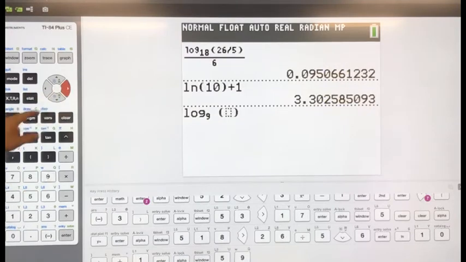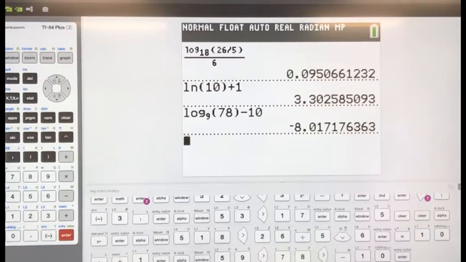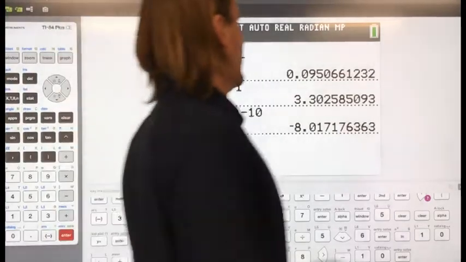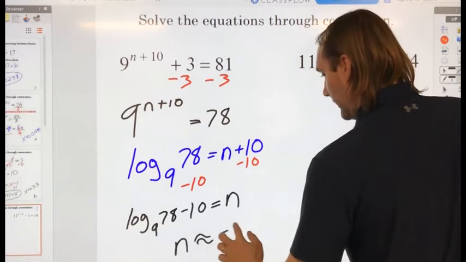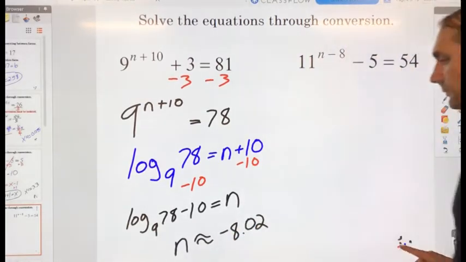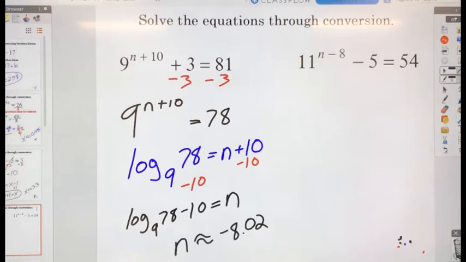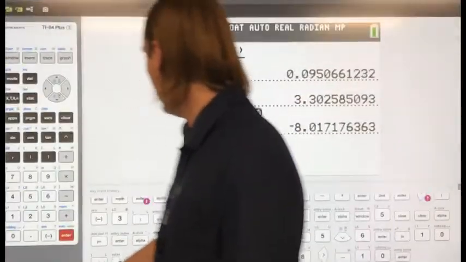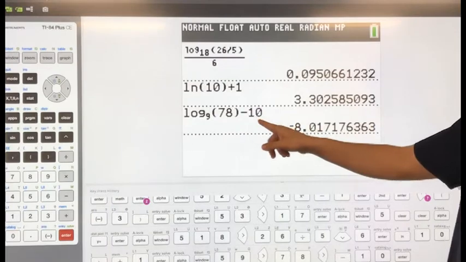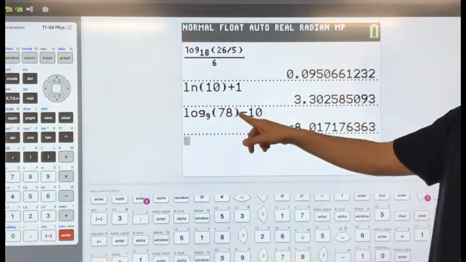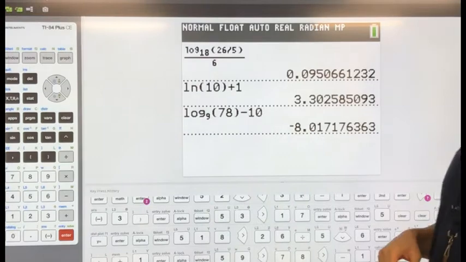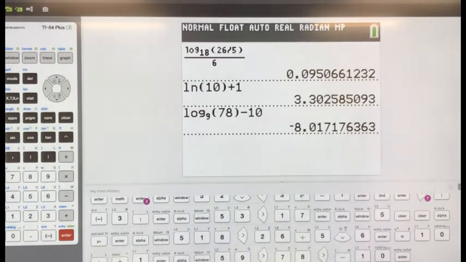Log base 9 of 78 minus 10. Yep. She got negative 8.02. Whoa. Negative 8.02. I put the minus 10 in the front, outside. Again, watch out for that. You want to make sure you close the parentheses. Otherwise, what you calculate was log base 9 of 68. That's completely different from log base 9 of 78 minus 10. I won't do it again.